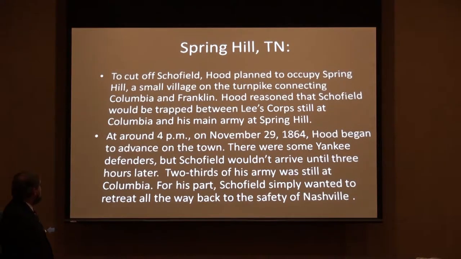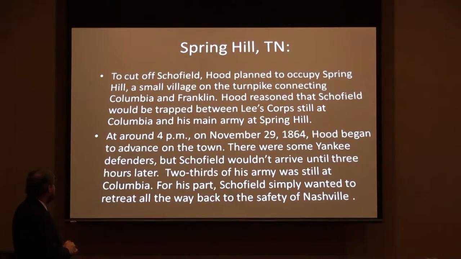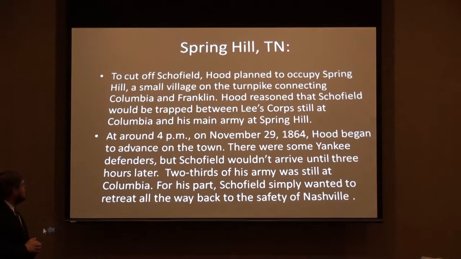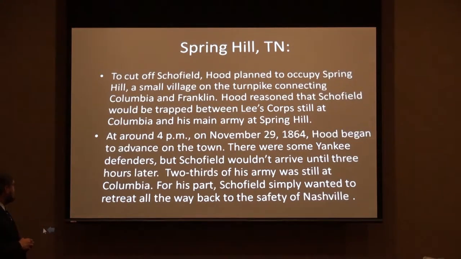So to cut off Schofield, Hood planned to occupy Spring Hill, a small village on the turnpike connecting Columbia and Franklin. It's right up that railroad. Hood reasoned that Schofield would be trapped between Lee's corps still at Columbia and his main army at Spring Hill. At around 4 p.m. on November 29th, 1864, Hood began to advance on the town. There were some Yankee defenders, but Schofield wouldn't arrive until 3 hours later.